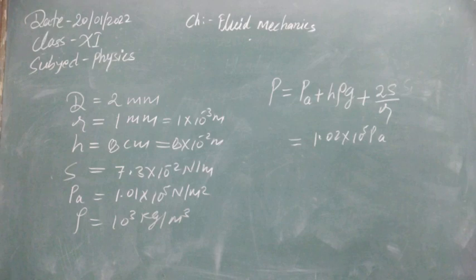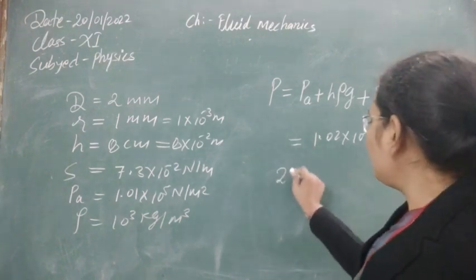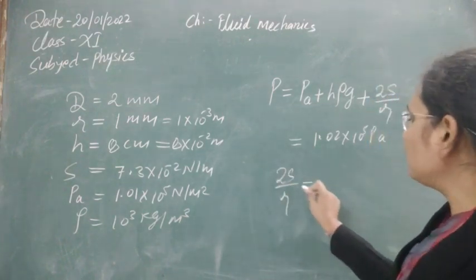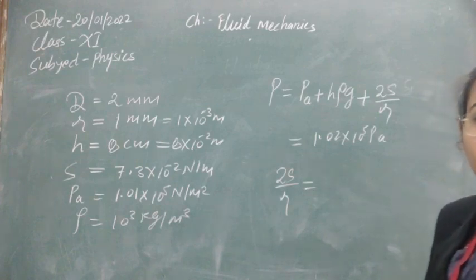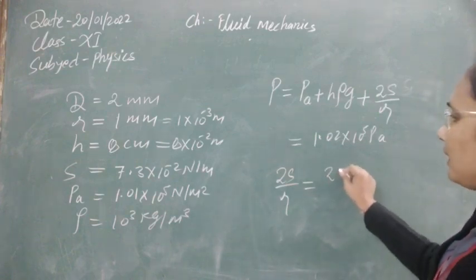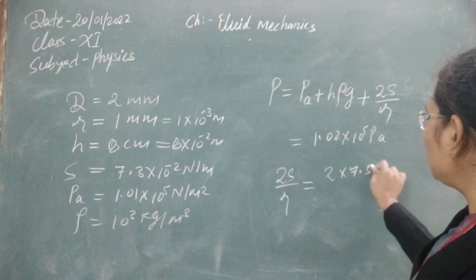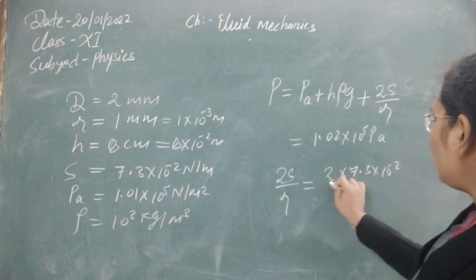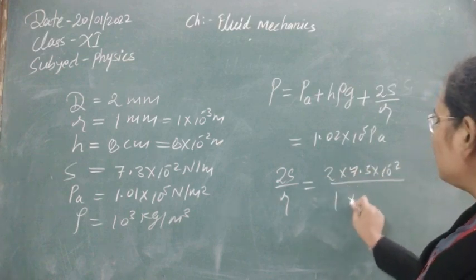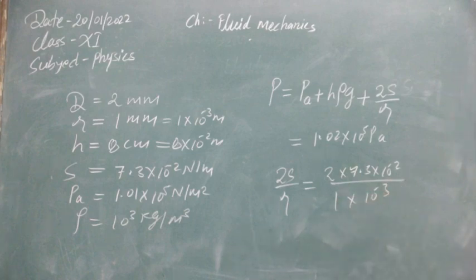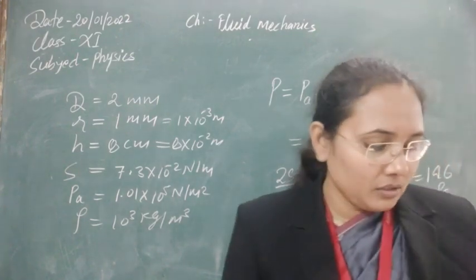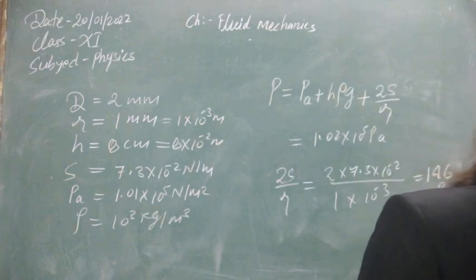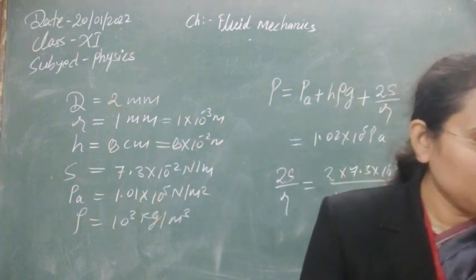Next, the excess pressure that we have to calculate. Excess pressure is obviously equal to 2S by R. If we put the value of S here, that is 7.3 into 10 to the power minus 2, upon the value of R we have, that is 1 into 10 to the power minus 3, and solve it, its value is obtained as 146 Pascal. So this is the excess pressure obtained in this case, for a hemispherical bubble.